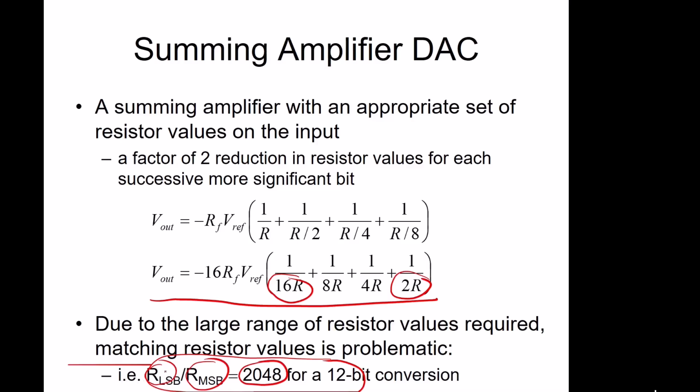So any error in the least significant bit resistor far outweighs the actual value in the most significant bit resistor. So the problem with this approach is you just cannot get resistors with an accurate enough resistance value to make this circuit viable.